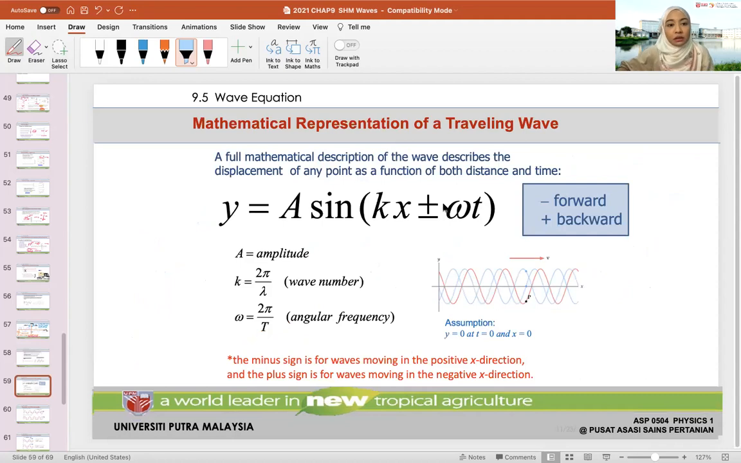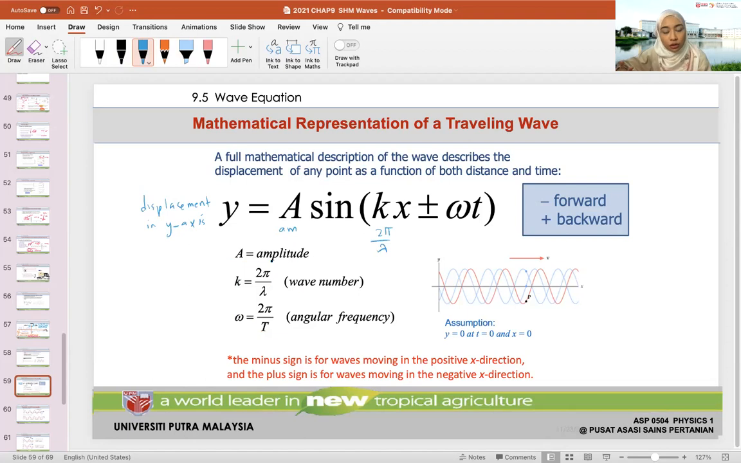So this is the mathematical representation of a traveling wave. So y equals a sine kx plus minus omega t. So y is the displacement, the displacement in the y-axis. And this is your amplitude. What do you guys name? A is your amplitude. K is the wave number. It is given by 2 pi over lambda.